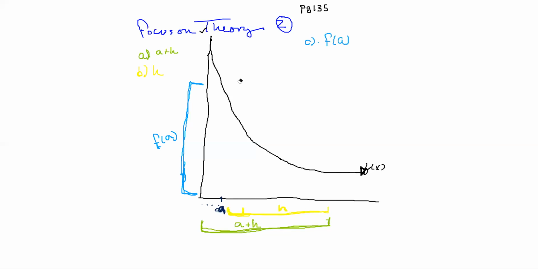Next, we need to label F of A plus H. So where is that going to be?